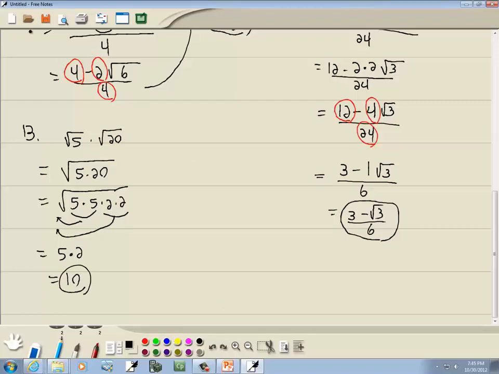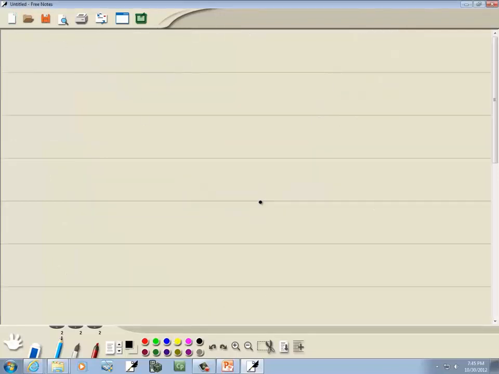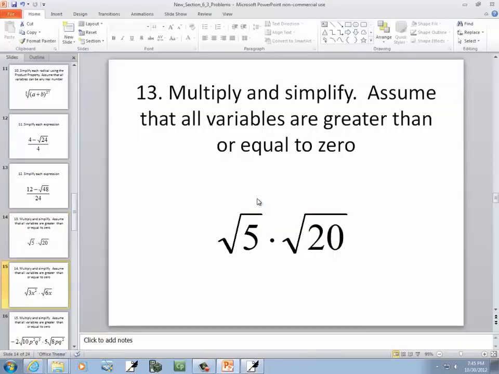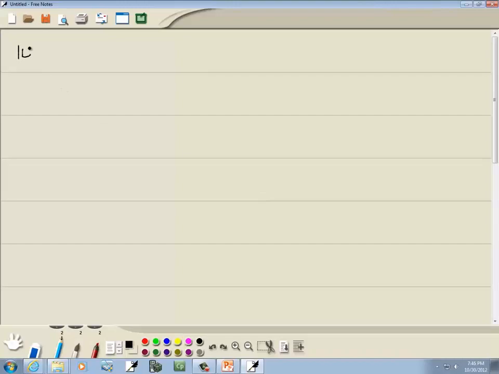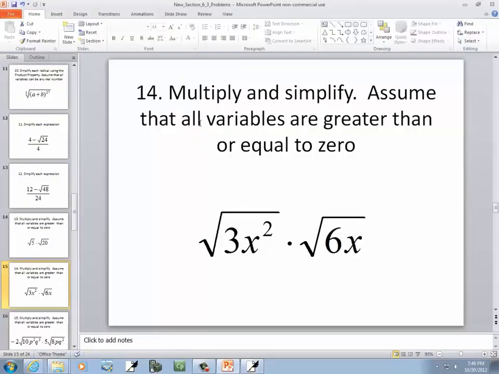Let's start a new page, and let's look at the next problem. We've got square root 3x squared times the square root of 6x. And again, it says assume all variables are greater than or equal to 0, so anything that comes out, we don't have to worry about the absolute value bars.